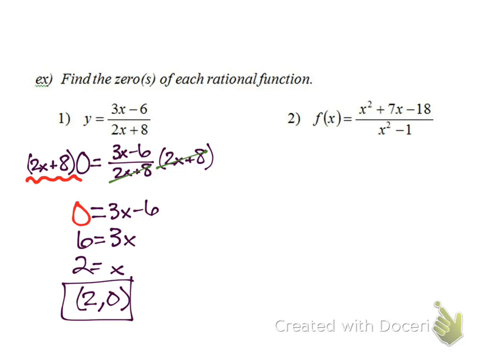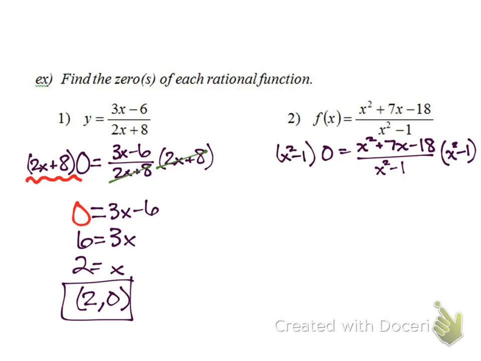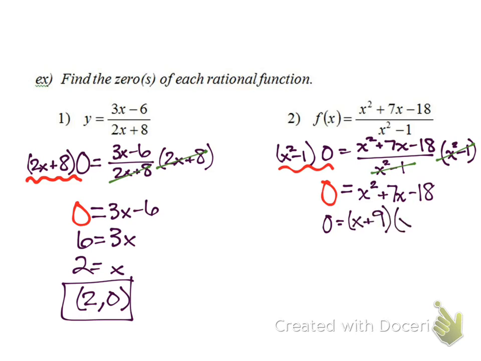Let's find the zero in the next one. So set f of x equal to 0. Multiply both sides by that denominator, x squared minus 1. And recognize the left side is going to be 0 since it's being multiplied by 0. And on the right side, the denominator is undone, leaving you with the numerator. Use multiply-add: x plus 9, x minus 2. And negative 9 will be an x-intercept, or a zero. So will positive 2.